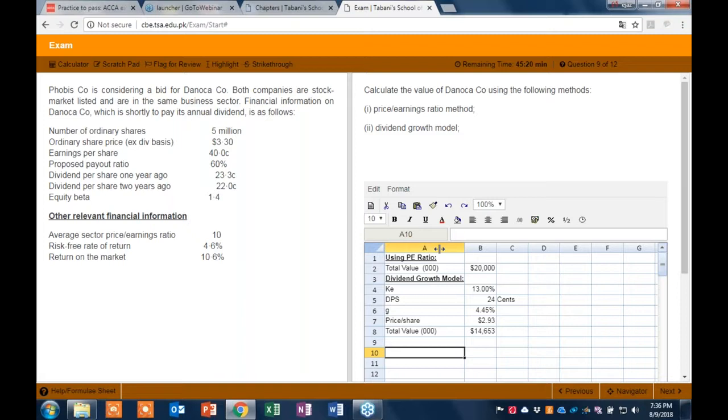Is it necessary to calculate figures in cents? No, it's not necessary. You can have it in cents or you can have it in dollars. It's up to you. But the total value should be in dollars, but the per share values may be in cents or it may be in dollars.